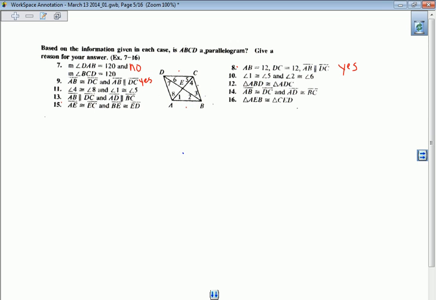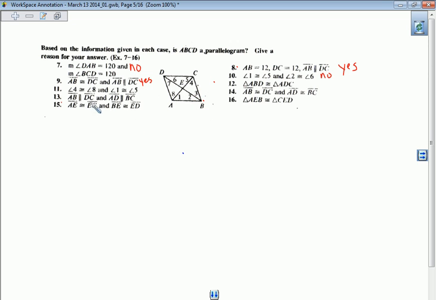Okay, number 10. I have angle 1 congruent to angle 5. That tells me that AB has to be parallel to DC. This is the converse of the alternate interior angle theorem. Then I have angle 2 congruent to angle 6, which just verifies the fact that these two have to be parallel, because that's another converse of the alternate interior angle theorem. So I have one pair of parallel lines. Not enough. I only have one.